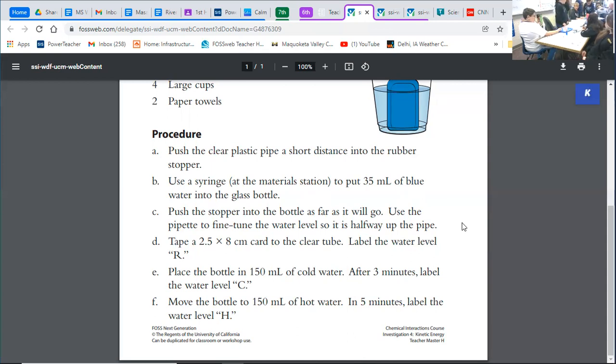Why was it blue? It was like a really blue.